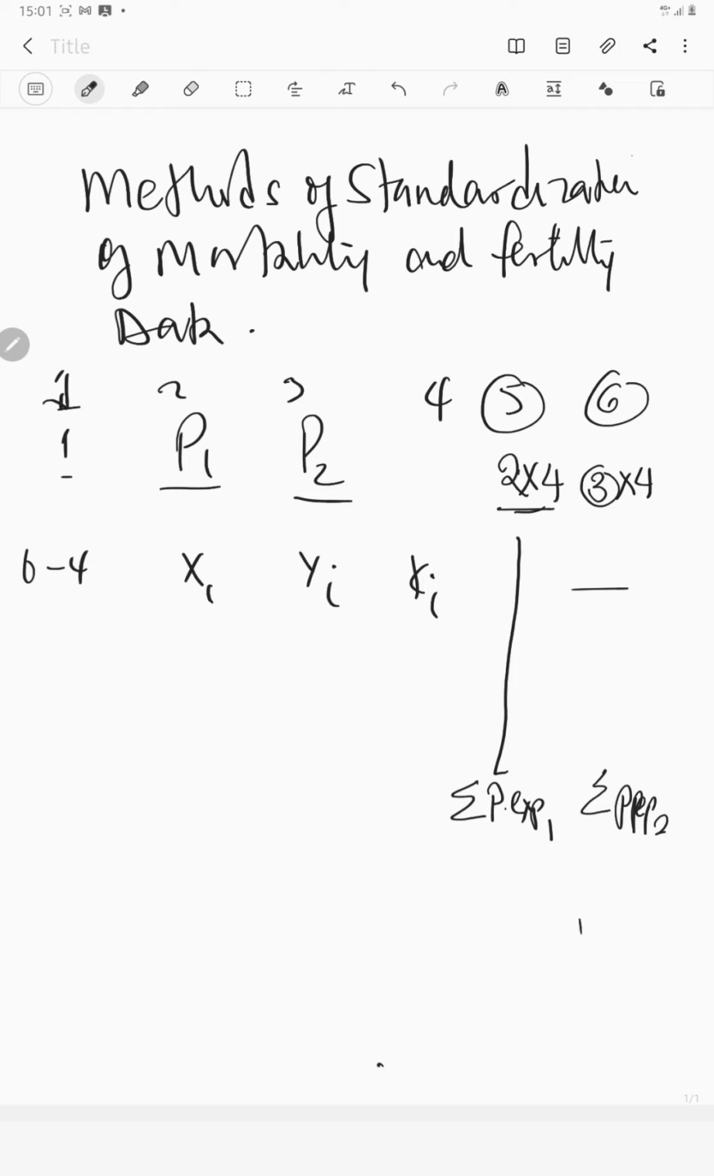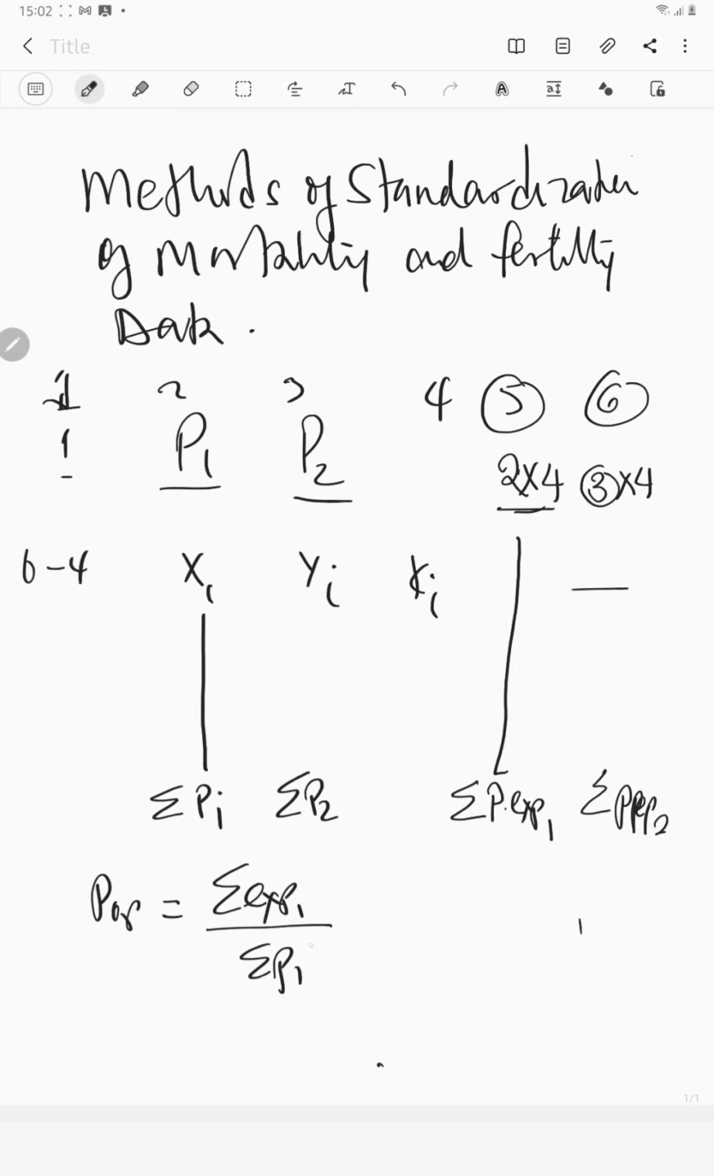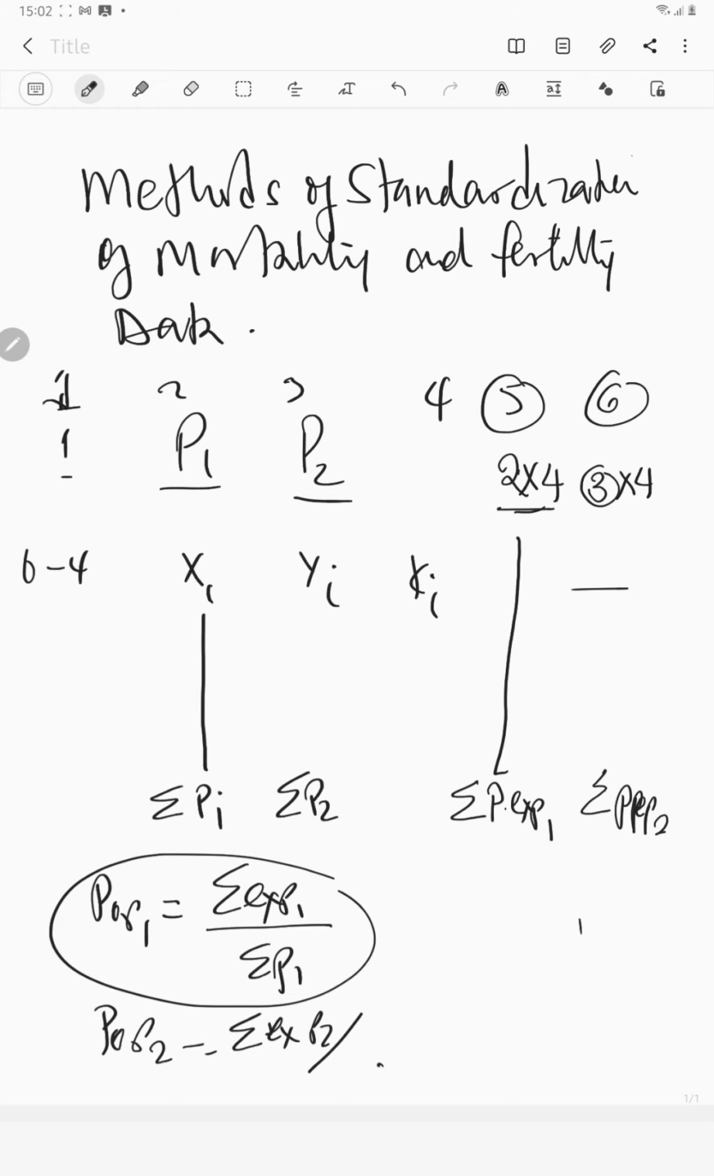If you want to get the standardized rate in one of the populations, then in population 1, you take the sum of expected deaths in population 1 over the standard total. So this is the standard total, it can be P1 and this can be P2. You divide by P1, and this is the standardized rate. And then for population 2, the rate is going to be the expected deaths in population 2 divided by the standard population total.